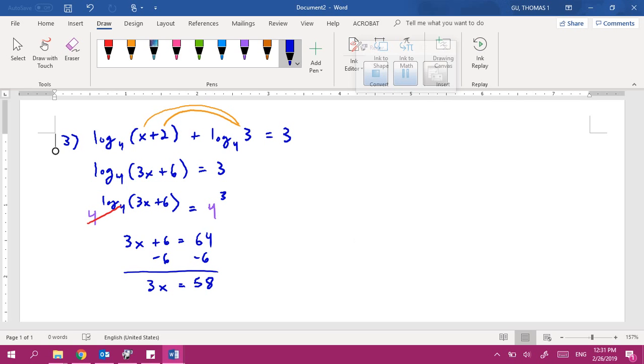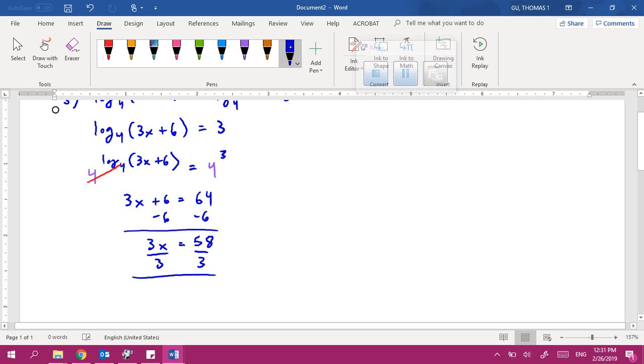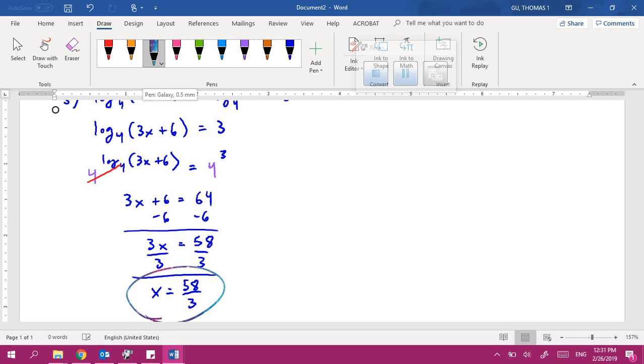And what do we do from here? Which leaves me with x equals 58 over 3. Very good. There you go. 58 over 3.